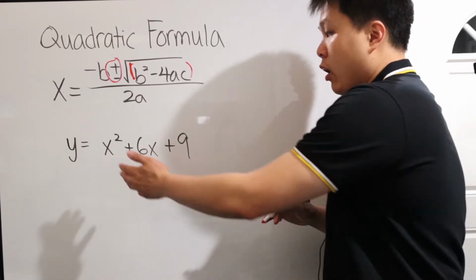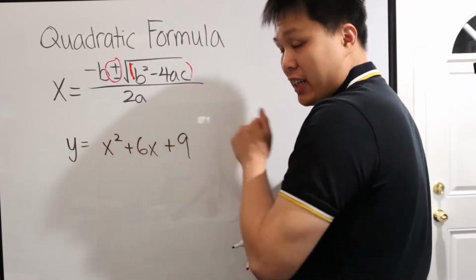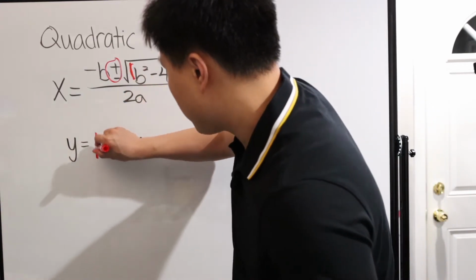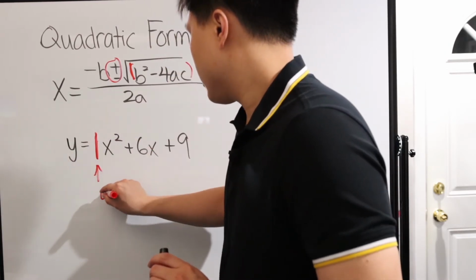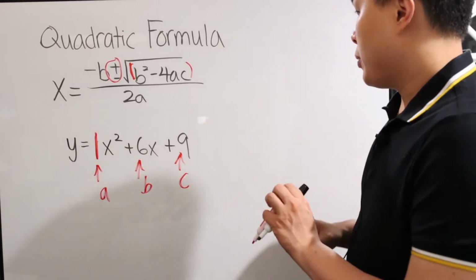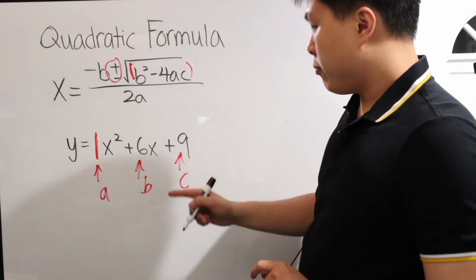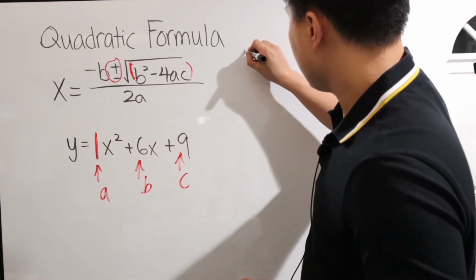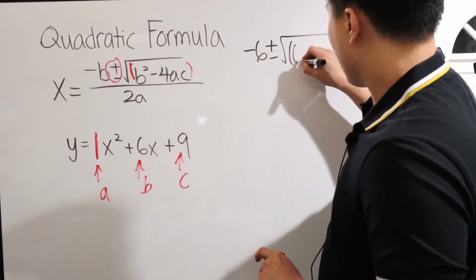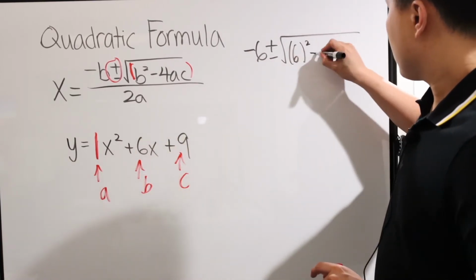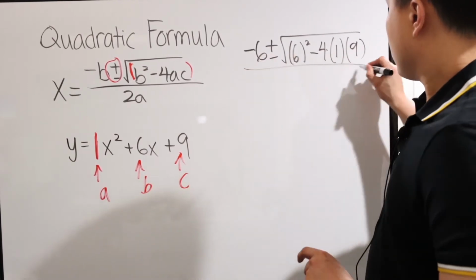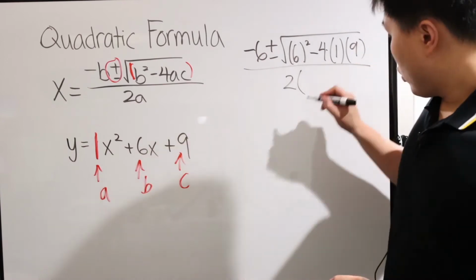All right, let's look at another one. y equals x squared plus 6x plus 9. Now, once again, no number, technically an invisible 1. So we can just put it right there so we know this is our a, this is our b, this is our c. Simple as that. Then we plug it in. Now, we have our negative b, which is negative 6 in this case. Negative 6 plus or minus the square root of 6 squared, because that's b, right? Minus 4 times a is 1, and c is 9, all over 2 times a, which is 1.